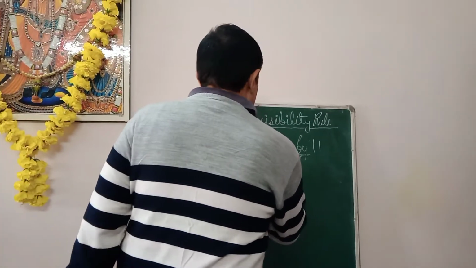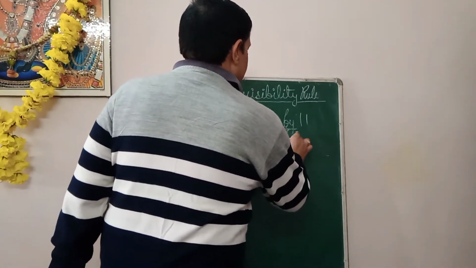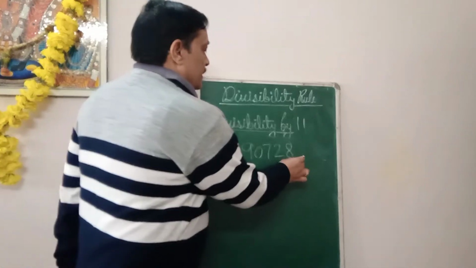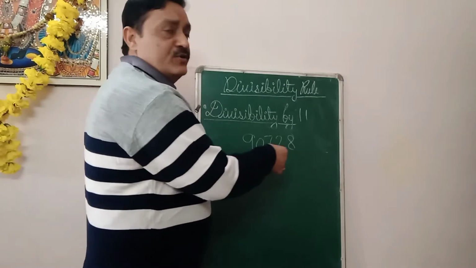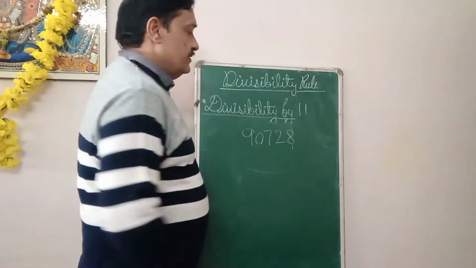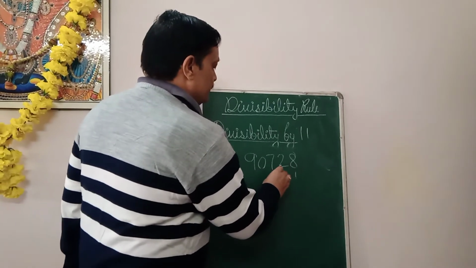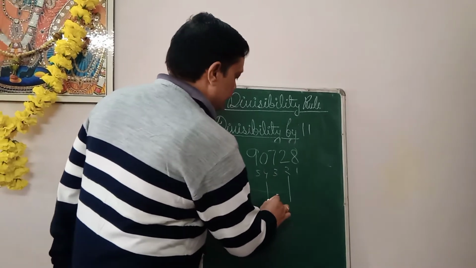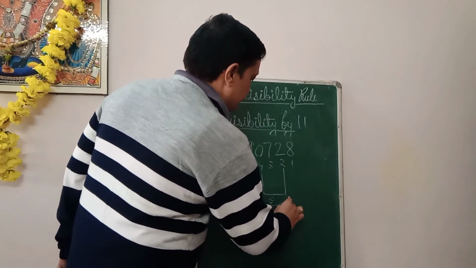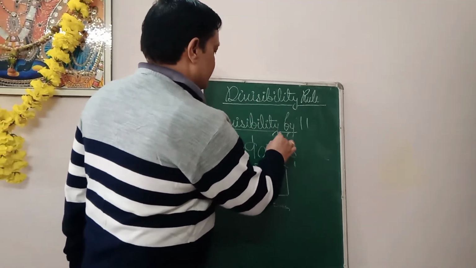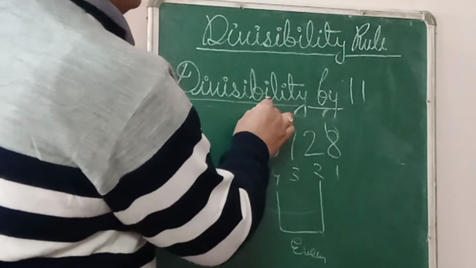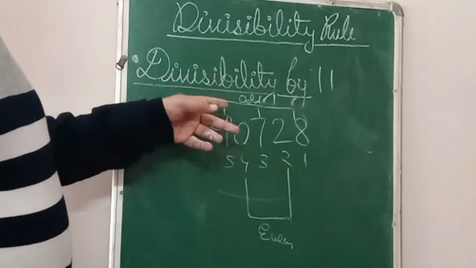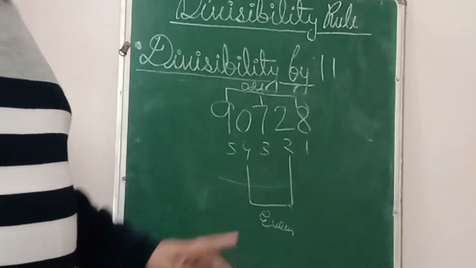To understand this, now let us take a number like this. This is a number 90,728. We will be taking the positions from unit place. So unit place we call 1, 2, 3, 4, 5. So these are the even places, second and fourth. That we know. I am just making for all of us to understand. And 1, 3 and 5 are odd places. So we will be summing up the odd places digits and even places digits.